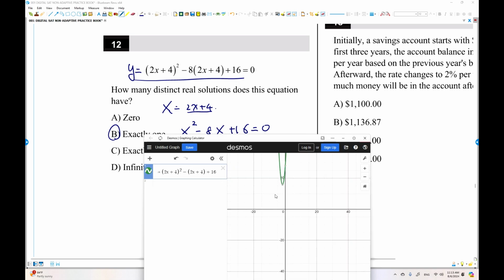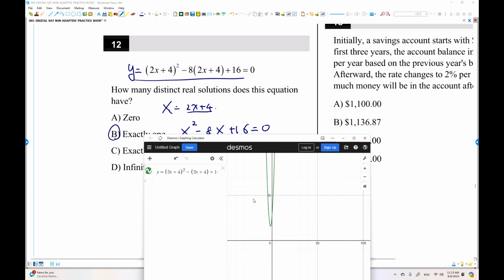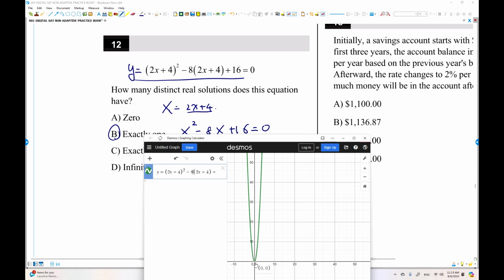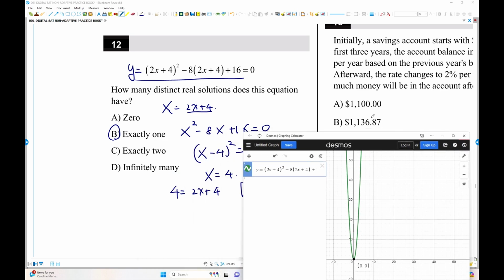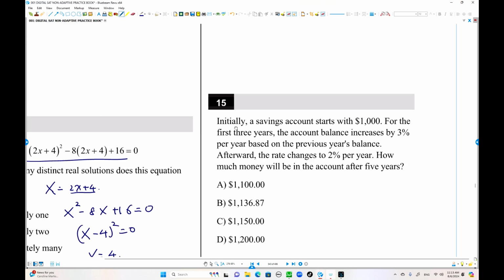Where is the solution? Oh, I'm sorry, this is 8, right? Over here, 8. Only one, right? X equals 0, one intersection. This is a tangent to the x-axis. Number B is the answer.